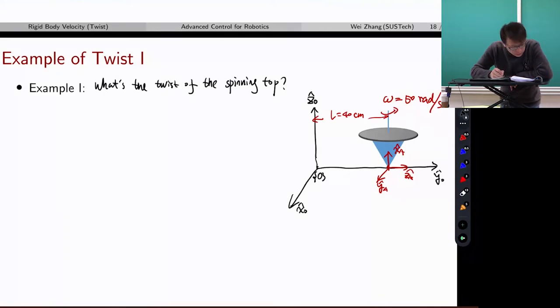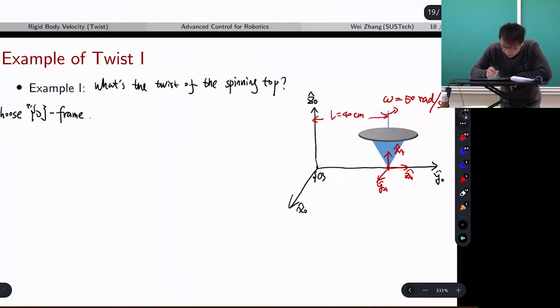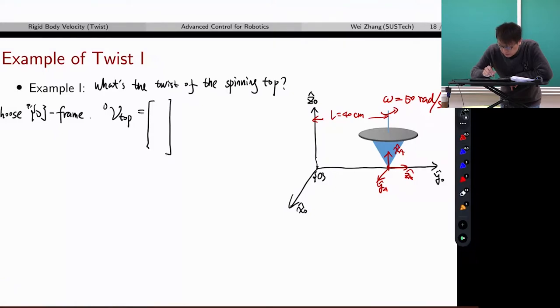Okay, we can do different things, right? Let's say the simple one. Choose O frame. So we need to say what's the velocity of the top in O frame. I need to specify two things, right? So basically this is the vector. I will fill up this gap. I will fill up the elements later after we calculate it.